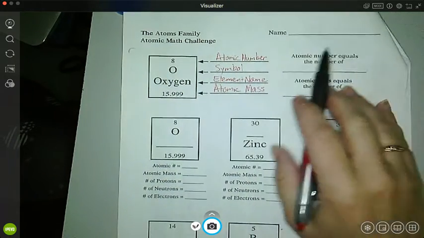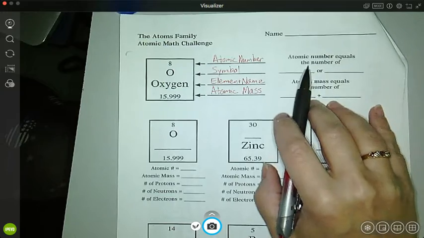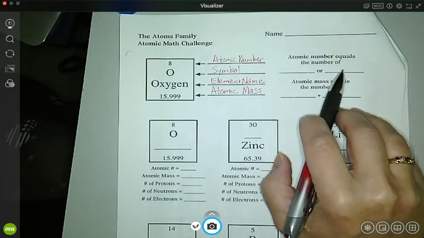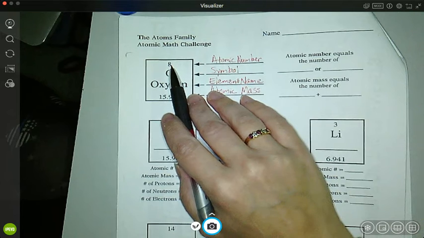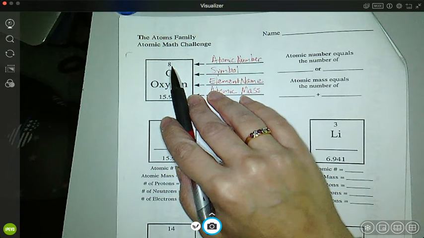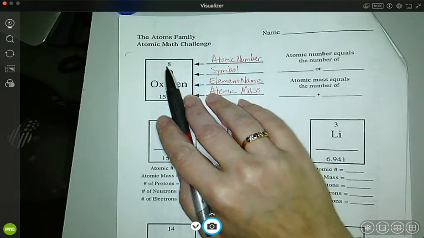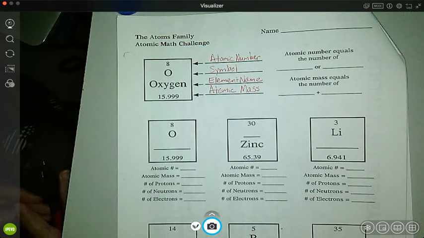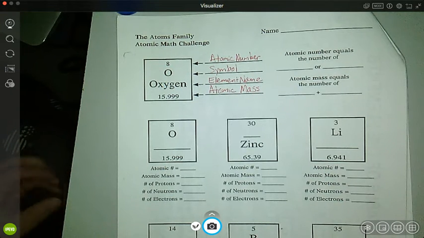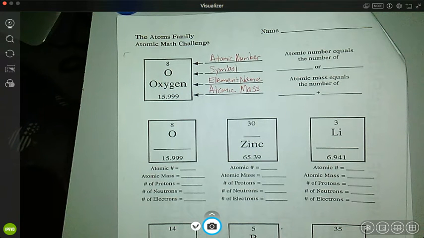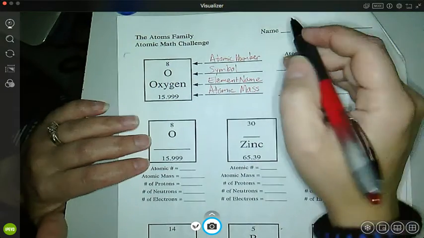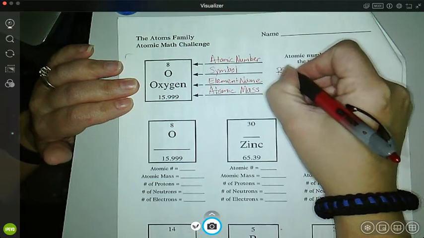Now let's complete these sentences here. The atomic number equals the number of blank or blank. So what does this atomic number tell us the number of? Think about your subatomic particles. What are our 3 subatomic particles? Protons, neutrons, and electrons. So the atomic number tells us the number of what? Protons and neutrons. Not neutrons. You're correct with protons.